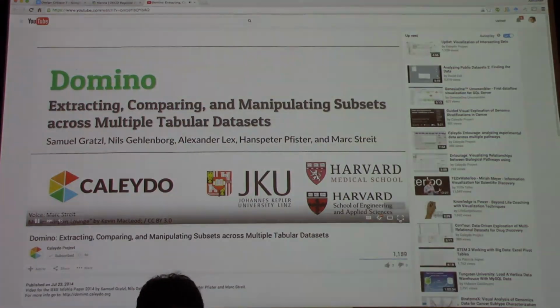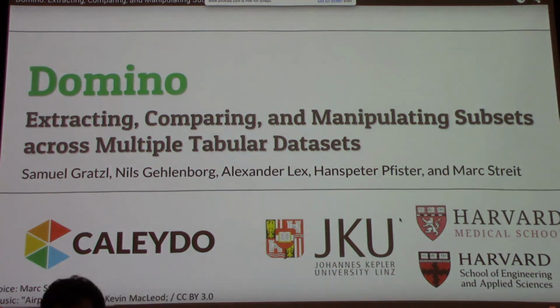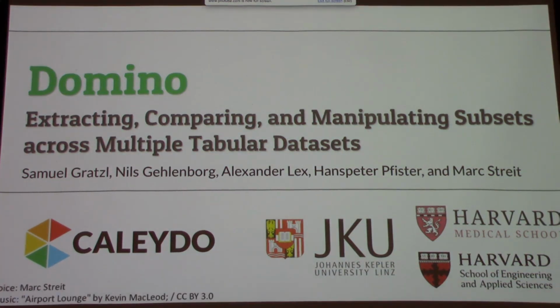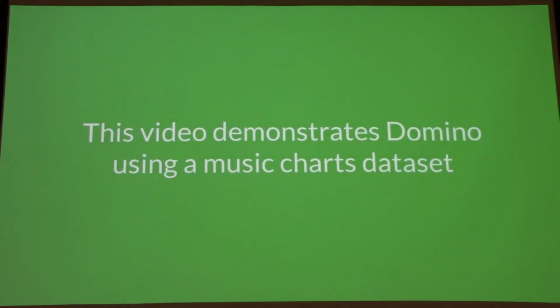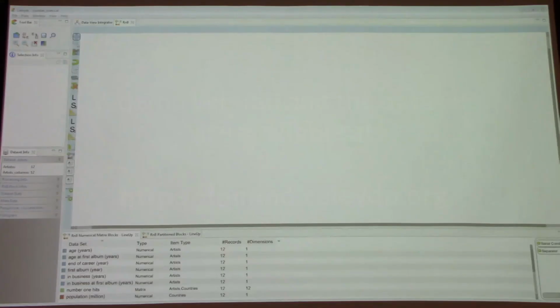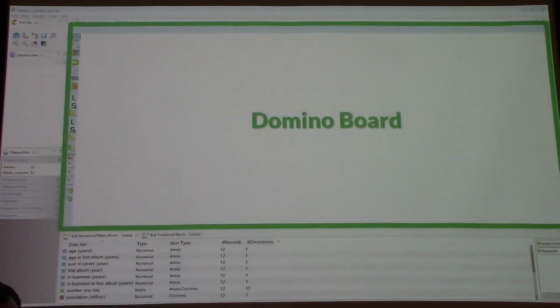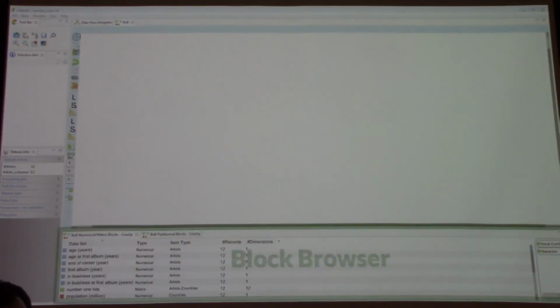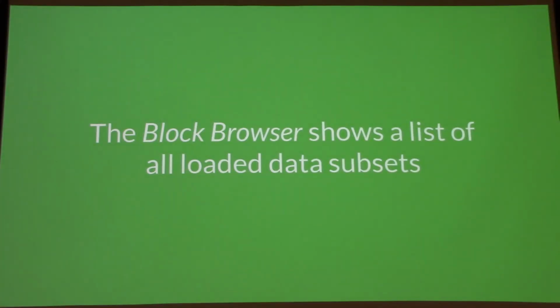Domino is an interactive visualization technique for extracting, comparing, and manipulating subsets across multiple tabular datasets. This video demonstrates Domino using a music charts dataset. You can download the demo version and the dataset at domino.kaleido.org. This is the main Domino interface. It consists of a Domino board and a block browser. The block browser shows a list of all loaded data subsets.